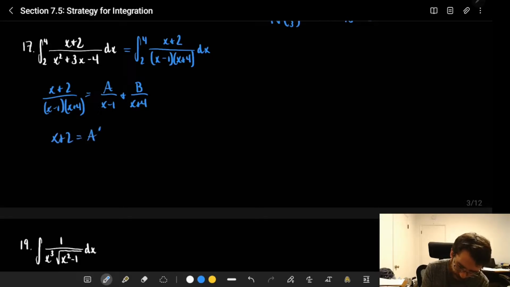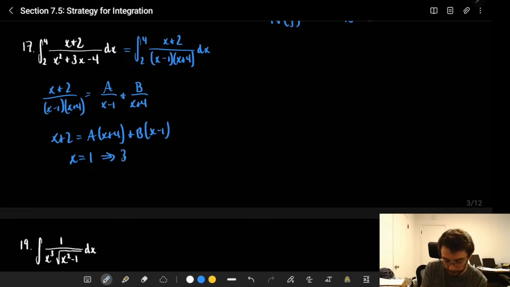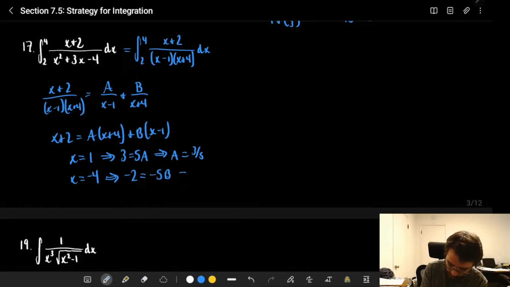x plus 2 equals a times (x plus 4) if you multiply across, plus b times (x minus 1). Pick x equals 1, and you get 3 equals 5a. So a equals, I hate ugly numbers, 3/5. Plug in x equals, what, -4, I guess? And you get -4 plus 2 is -2, -4 minus 1 is -5. Oops, that should be a b. So b is 2/5 positive.